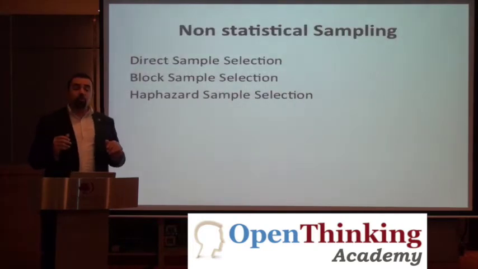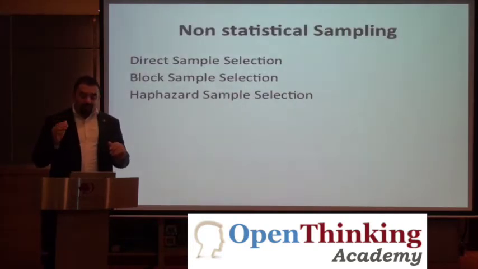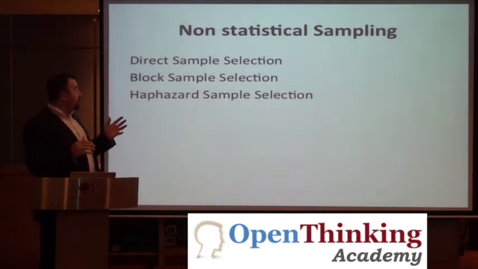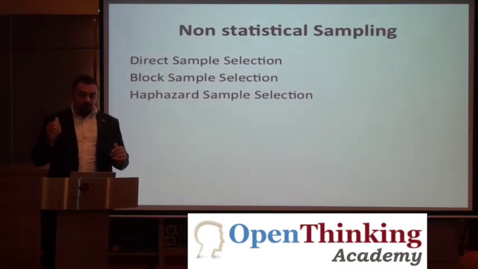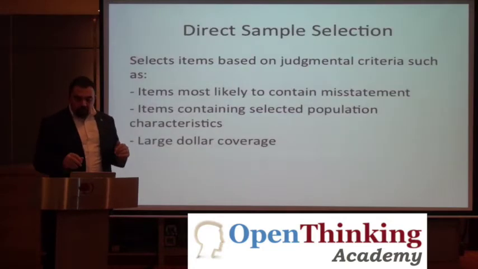Another technique we can use when we are speaking about sampling is non-statistical sampling, which is judgmental. We have 3 ways for us to do it. We have direct sample selection, we have block sample selection, and we have haphazard sample selection. Let's start with the first one, direct sample selection.